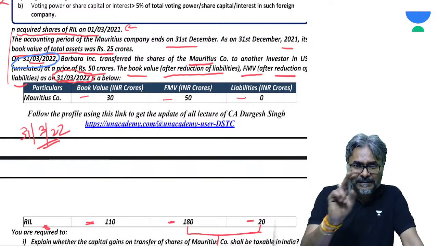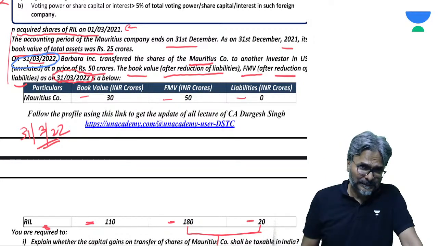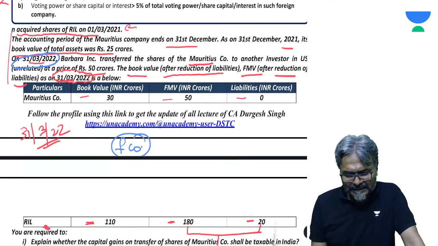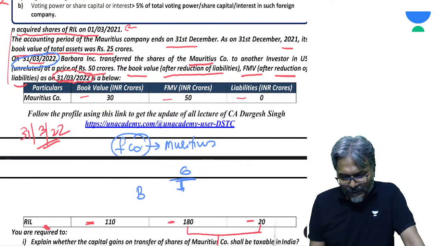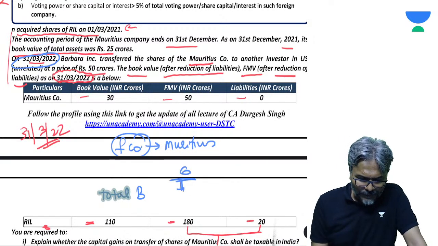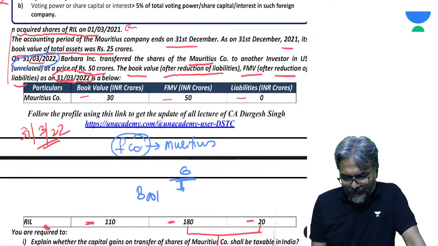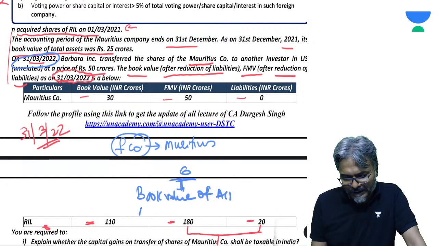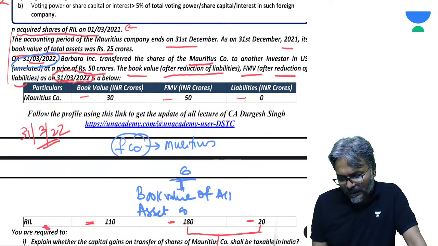So students, the criteria is this. The foreign company whose shares is transferred, in our example, it is the Mauritius company. Check the total book value of all the assets on these two dates. Which two dates?